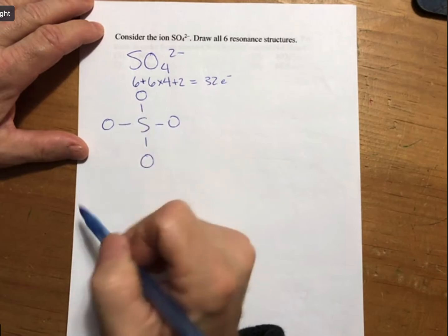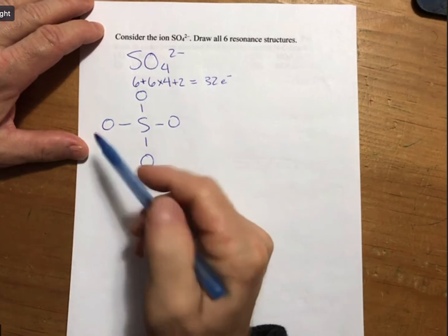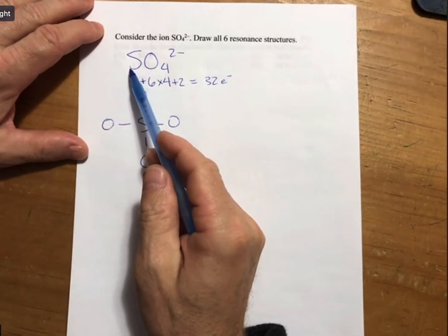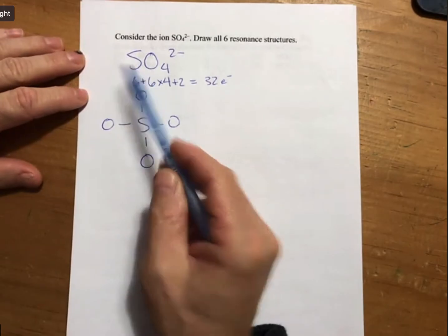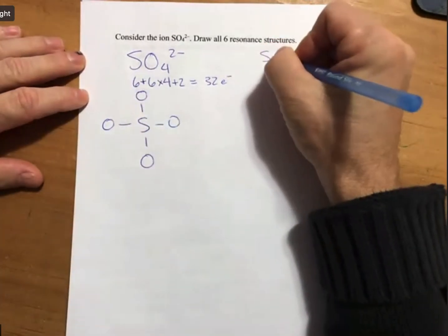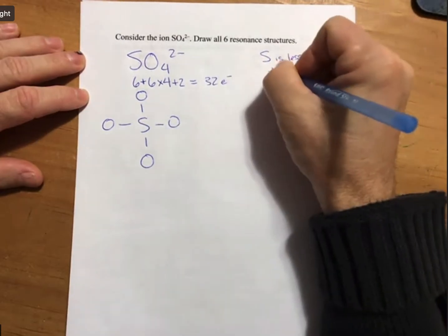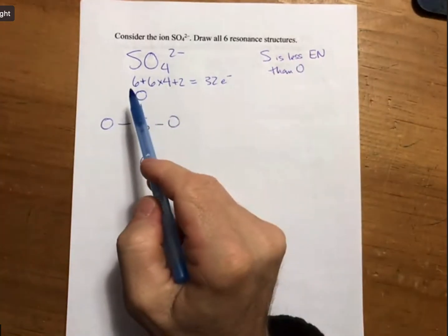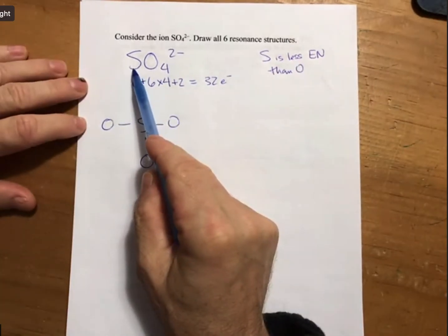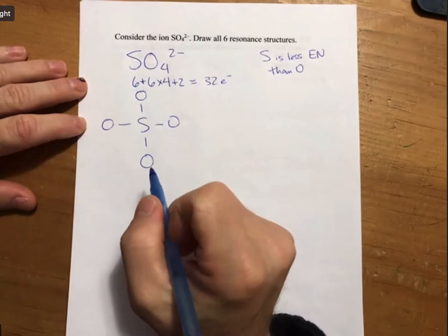Excuse me, Prof. Why did we choose sulfur? Good question. On my periodic table, which I should have printed out, I'm sorry I did not, sulfur is less electronegative than oxygen. Your other hint is that the vast majority of the time, it's the first atom in the formula that goes in the center as well.